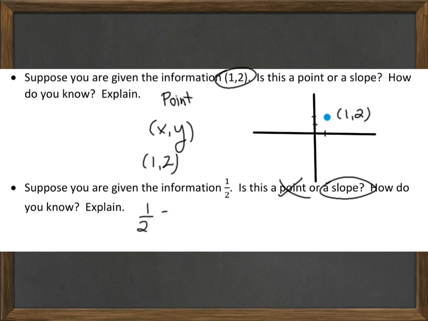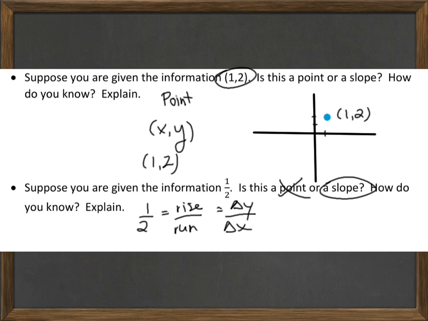Remember some of our definitions of slope. One definition is that it's the rise over the run. Another definition is that it's the change in y over the change in x. So how could I graph a slope of 1/2? Well, the truth is that I can't really graph it, because I don't know where it is located in space.